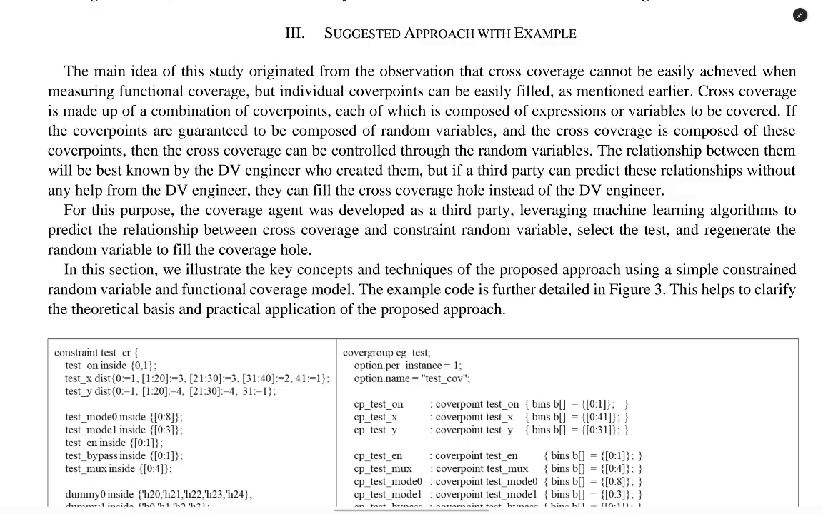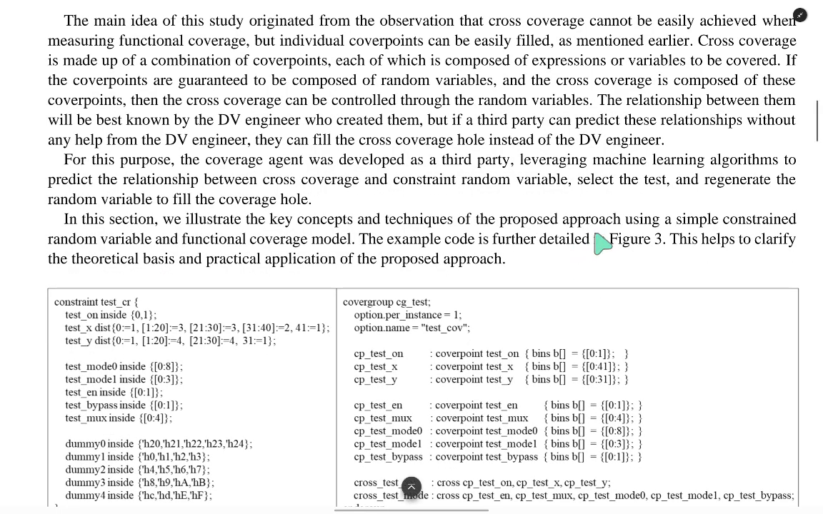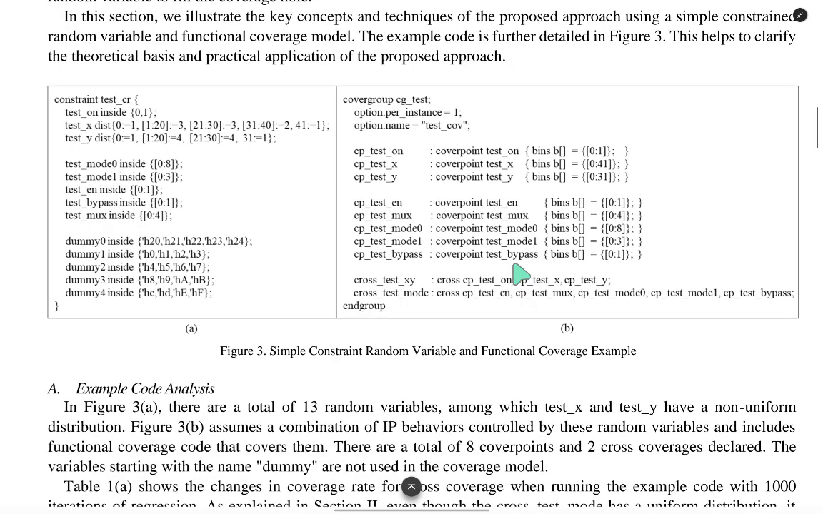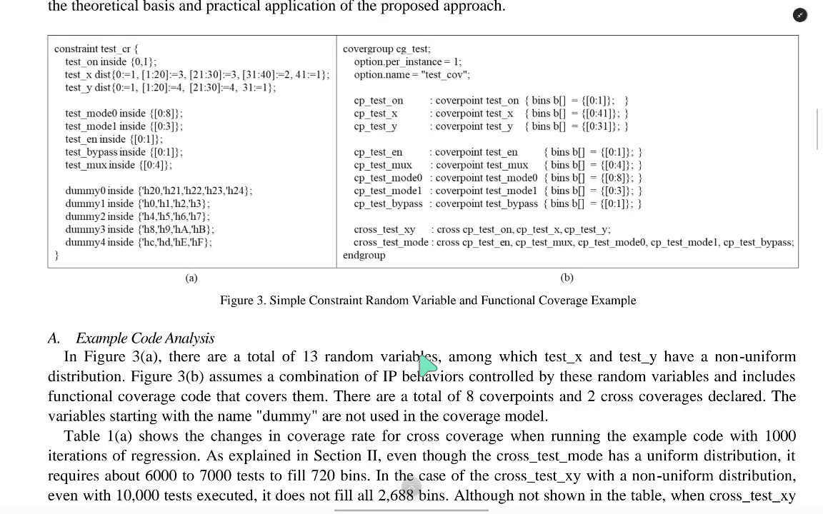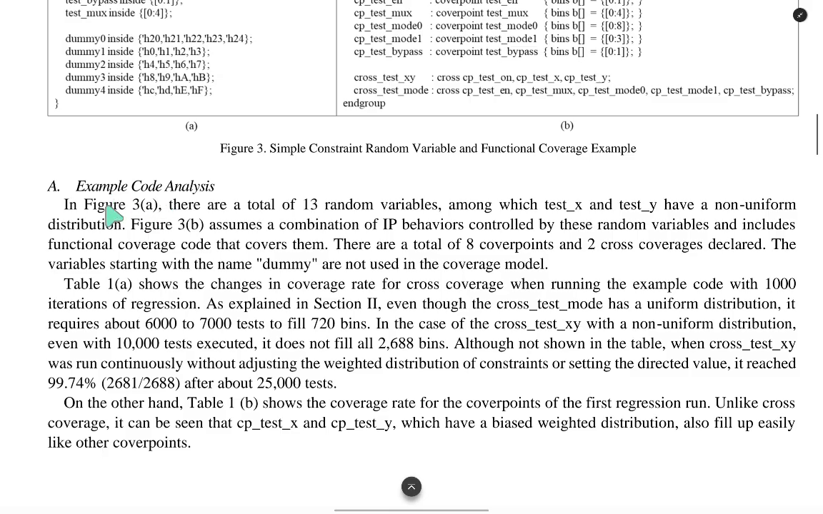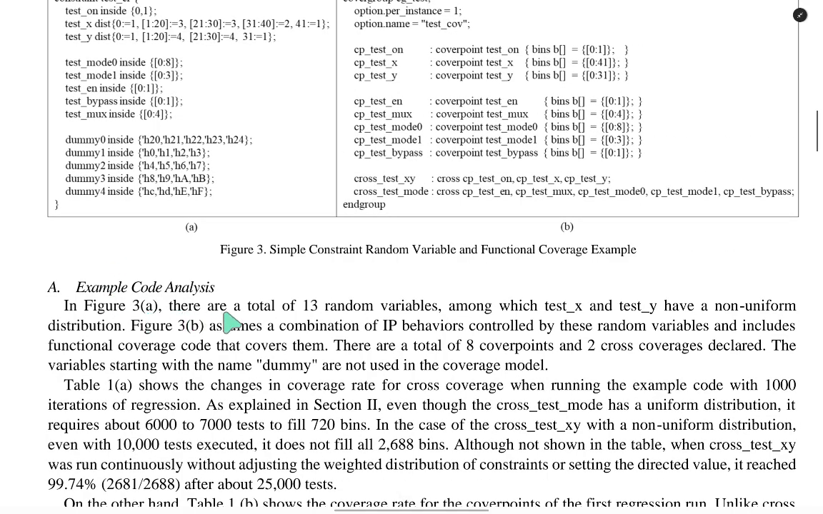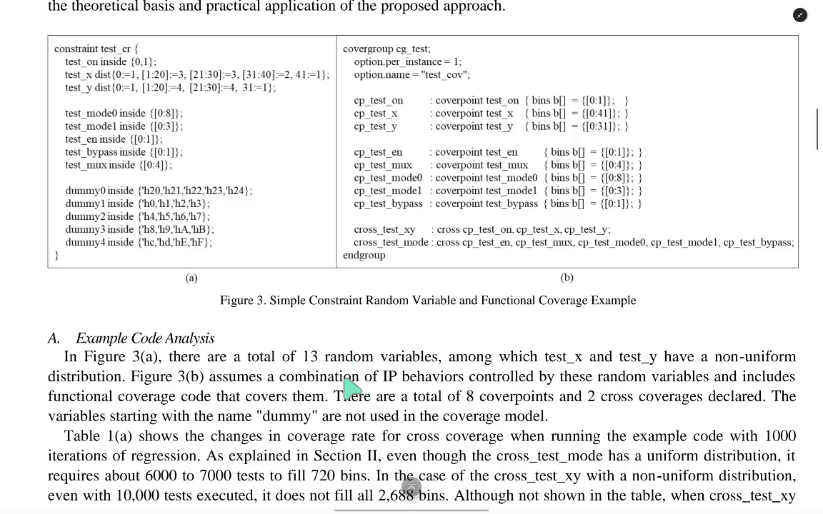In this section, we illustrate the key concepts and techniques of the proposed approach using a simple constraint random variables and functional coverage model. The example code is shown in detail in Figure 3. This helps to clarify the theoretical base and practical application of the proposed approach. Figure 3 is a simple constraint random variables and functional coverage example. A. Example code analysis. In Figure 3a, there are a total of 13 random variables, and test_x and test_y have a non-uniform distribution.